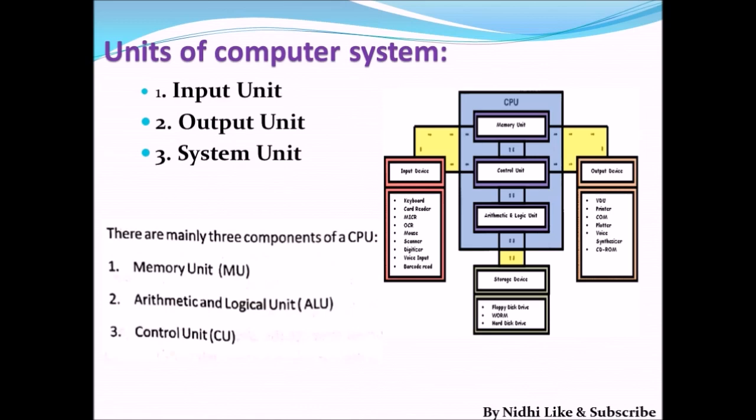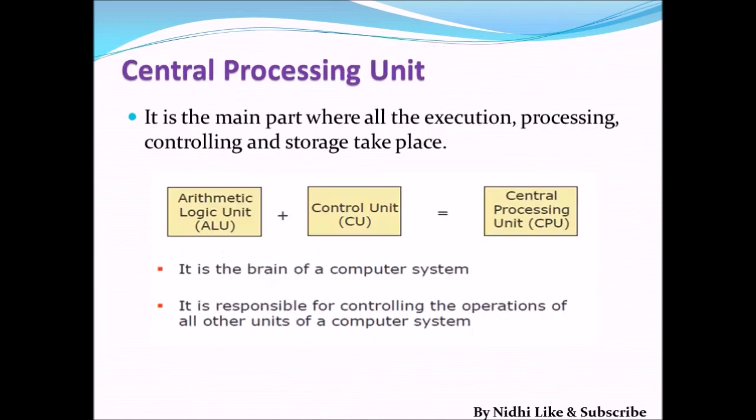Now next is central processing unit, CPU. The full form is central processing unit, it is not control processing unit. Okay, don't get it confused with that. Okay, it consists of 2 parts. Arithmetic logic unit, when it is combined with control unit, it is known as central processing unit.